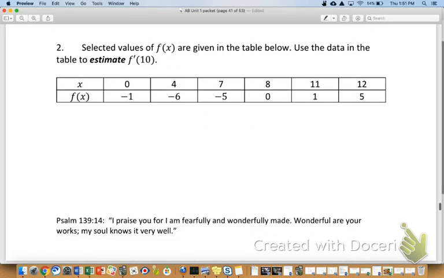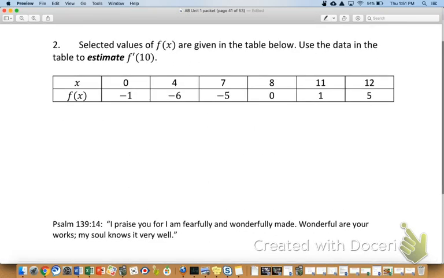Okay, so last time we finished by finding the equation of a tangent line. We did all kinds of things with derivatives. And I've given you some hints about this one already. I'm going to have you guys give some input on what you think we ought to do. It says selected values of f of x are given in the table below. Use the data in the table to estimate, again, we see that word, f prime of 10.